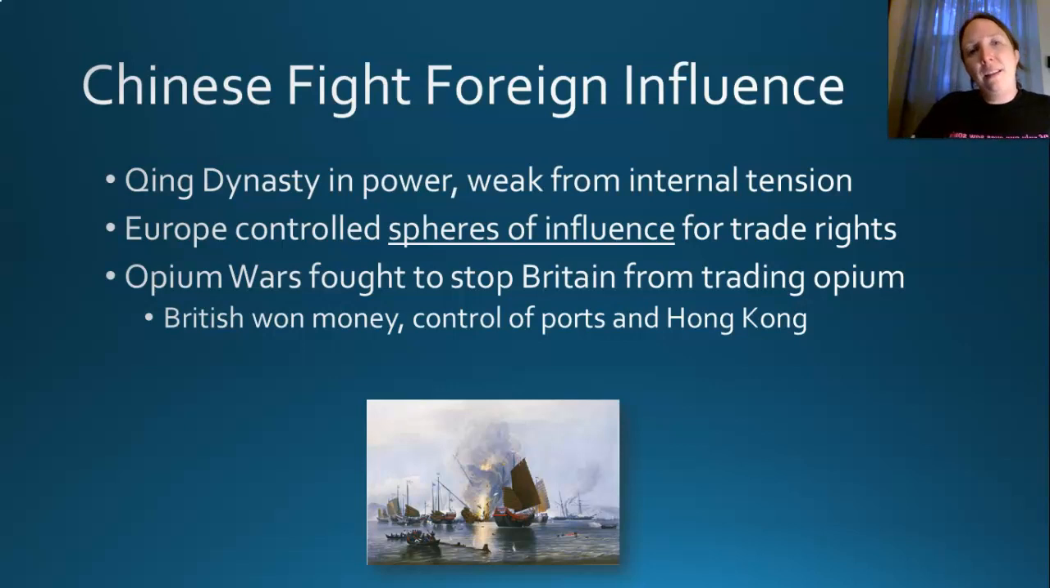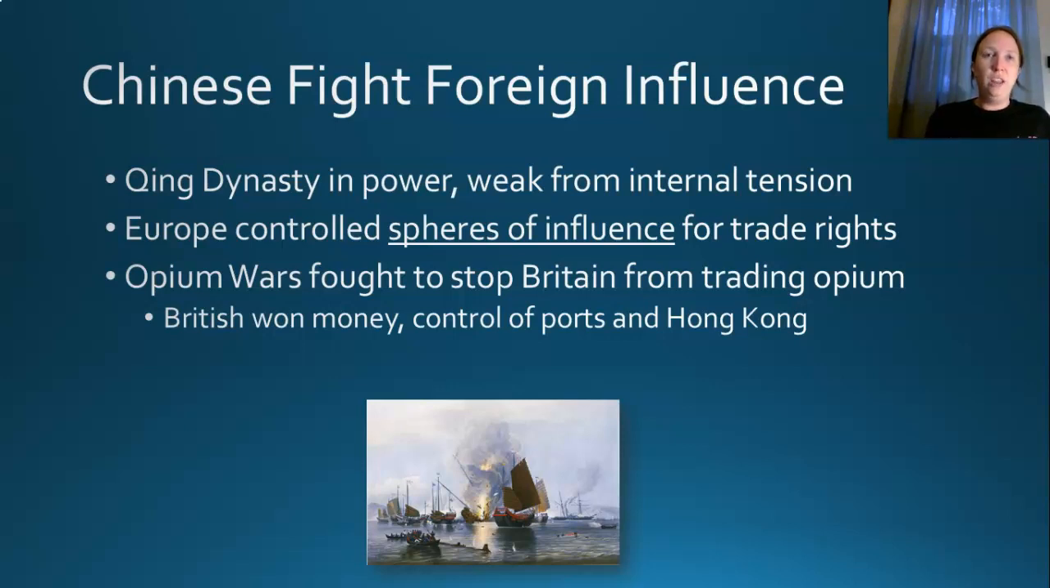Well, there was an imbalance of trade between the British and the Chinese because the British really wanted Chinese products of things like tea and silk, but the Chinese weren't that interested in European products, and they just accepted silver. The British did not like this. So what they did is they brought their opium that they grew in India, which was one of the British colonies, and they brought this opium into China as something to trade.